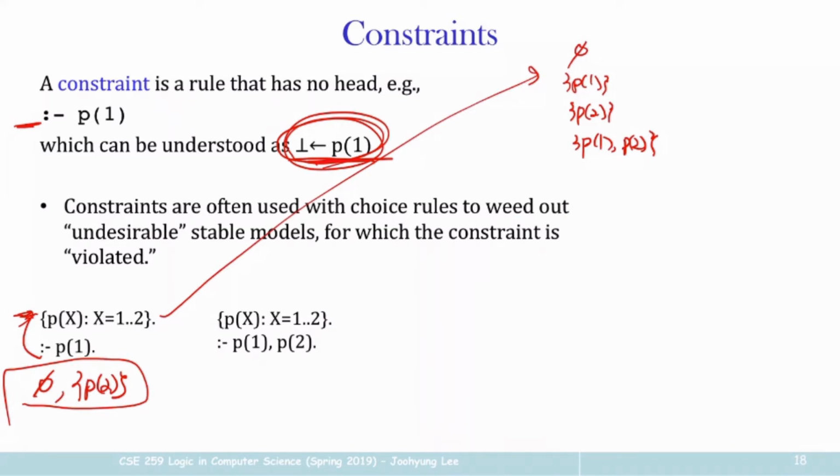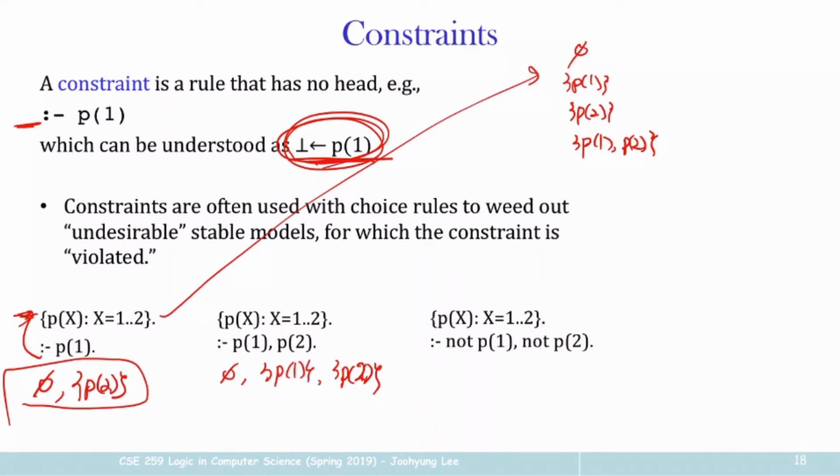Only the last one, okay? The last one contains both P1 and P2. So this rule is saying do not contain both P1 and P2. Read it as negation: do not contain both P1 and P2. Then the first three satisfy that constraint, but the last one does not. So the answer is the first three. They are the stable models.